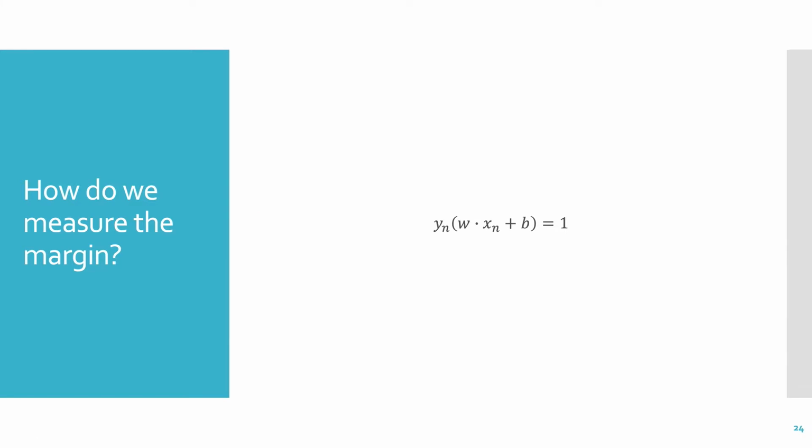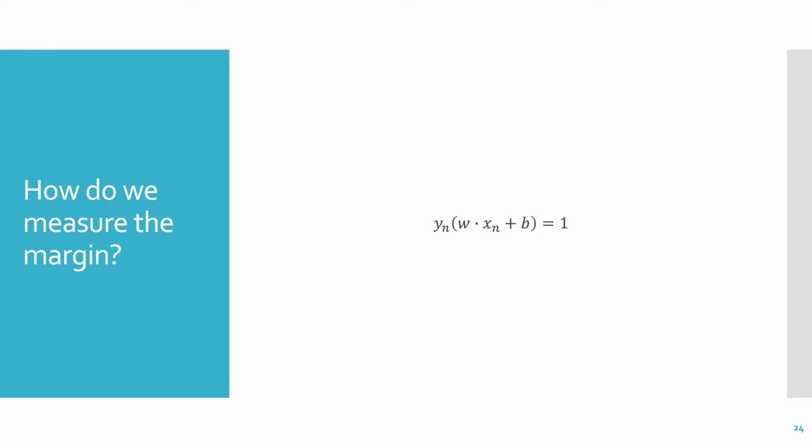Let's look at our equality constraint. From our optimization problem, we had yn (w dot xn plus b) is greater than or equal to 1. So let's figure out what points need to be equal to 1. Those are going to be our support vectors. So let's look at this constraint.